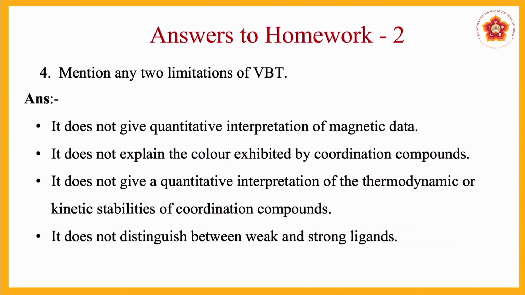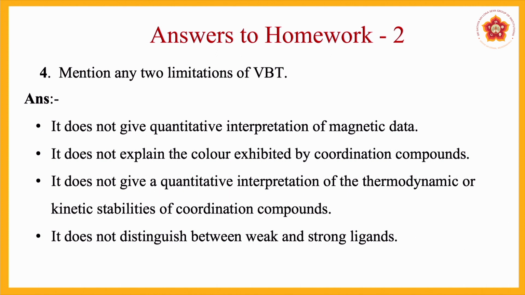And the fourth and last question: mention any 2 limitations of VBT. You were asked just 2 limitations, but I have put up 4 here, just for certain additional points. It doesn't give a quantitative interpretation of magnetic data, because it tells whether it is magnetic or non-magnetic, but does not give a perfect explanation. There are no thoughts about color in valence bond theory, no thoughts about the stabilities, and we only assumed some as strong ligands and some as weak ligands. We did not distinguish them perfectly.